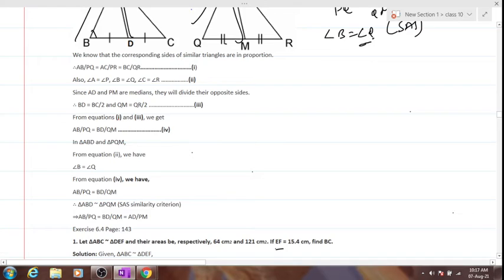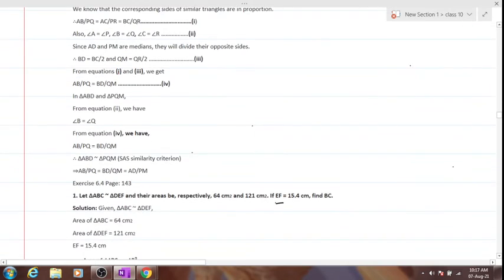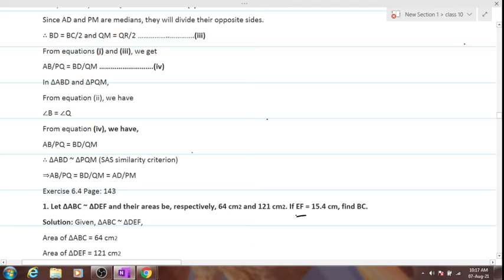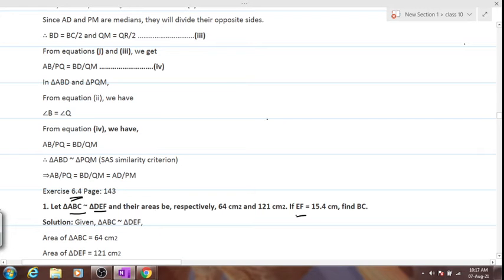This is our first exercise. Can you see the question properly? This is exercise 6.4. ABC and DEF are your triangles, and they are similar to each other. This is already given in the question. Now their areas ratio is given, and one of the sides is given. You have to find the other proportional side.